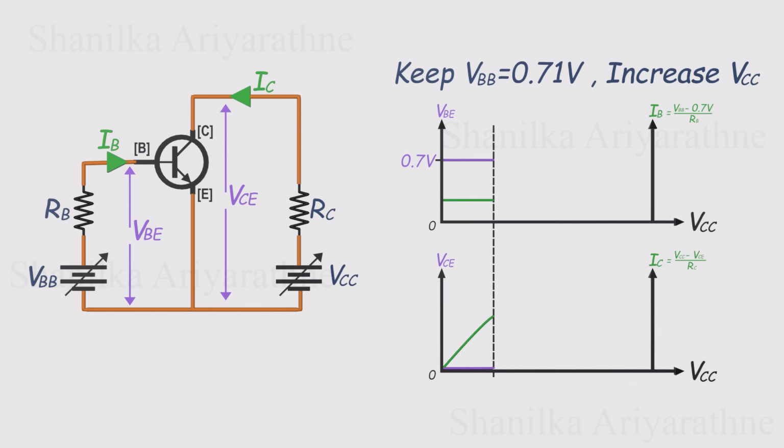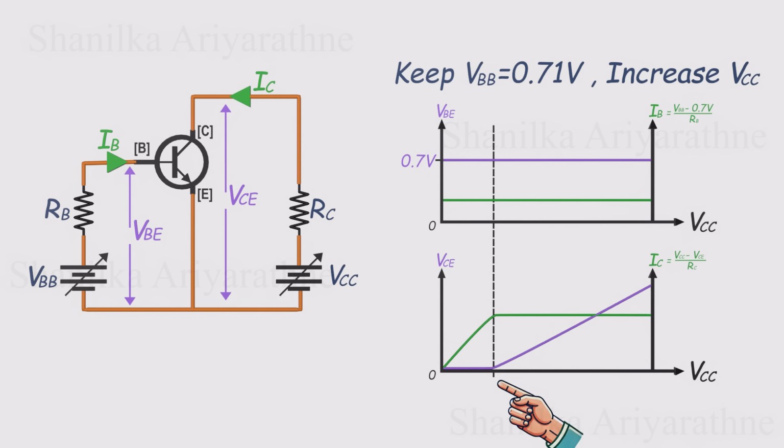At first, everything behaves as expected. Because VBB is fixed, both VBE and IB stay constant. With VBE at 0.7 volts, the transistor switches on and behaves like a closed switch. As we begin increasing VCC, the collector-emitter voltage, VCE, drops close to zero, and the collector current, IC, rises, just like we'd expect. But as we keep raising VCC, something interesting happens.